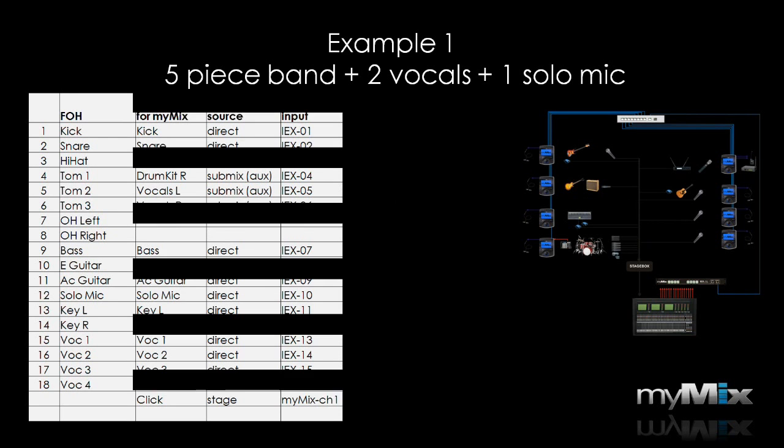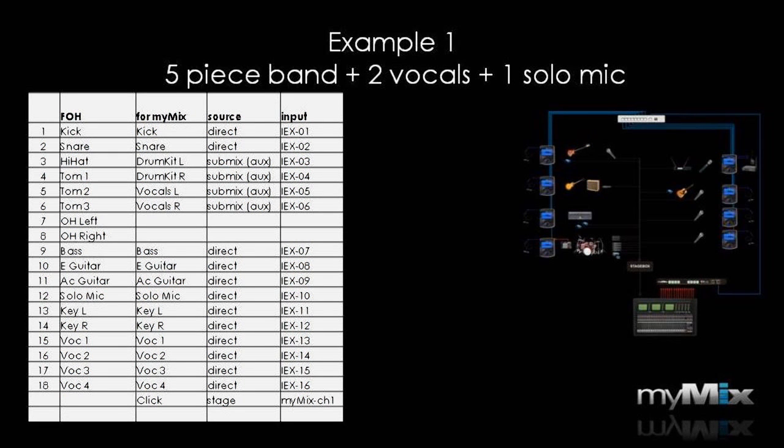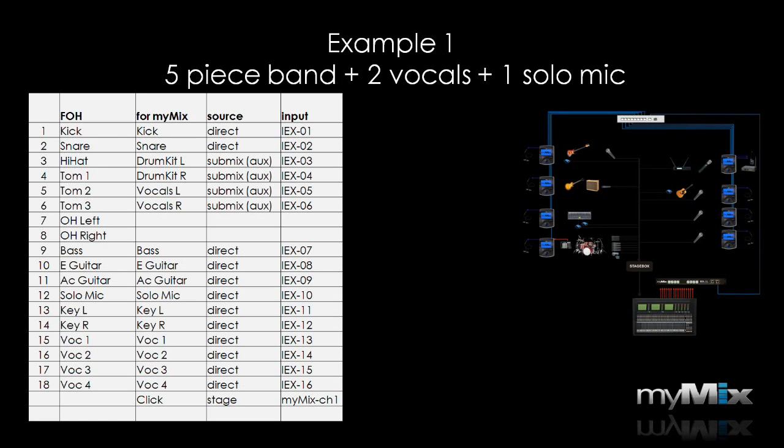Now let's see how this translates to the channels for the personal monitor mixing system. We have kick and snare directly from the console, and then a submix of the rest of the drum kit, so hi-hat, the tom mics and the overheads get together in a stereo mix to the input expander. We also create a stereo submix of all the vocal microphones. Bass, electric guitar, acoustic guitar, the solo mic, the keys, and the other vocal microphones are fed directly to the myMix system. For his click, the drummer is using the local input of his myMix on stage.